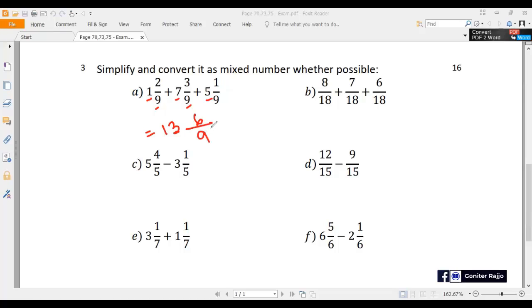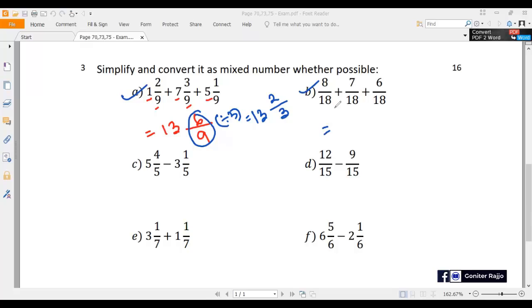But we can convert it to lowest term. How? By dividing 6 and 9 by 3. We don't need to divide this whole number. When we're converting to lowest term, we have to convert only the fraction. Be careful, okay? So 6 divided by 3, it will be 2. 9 divided by 3, it will be 3. So 13 whole 2 by 3 will be the answer of number A. Now number B.